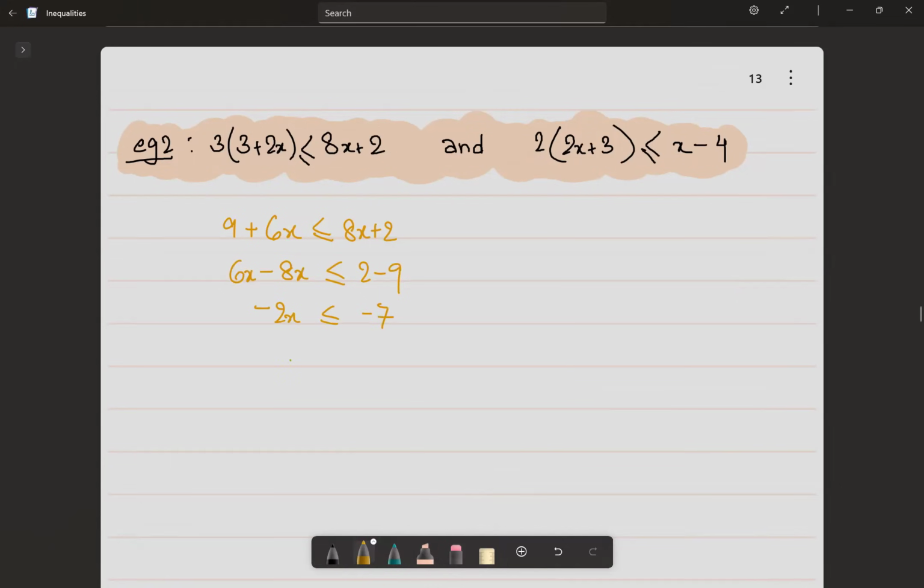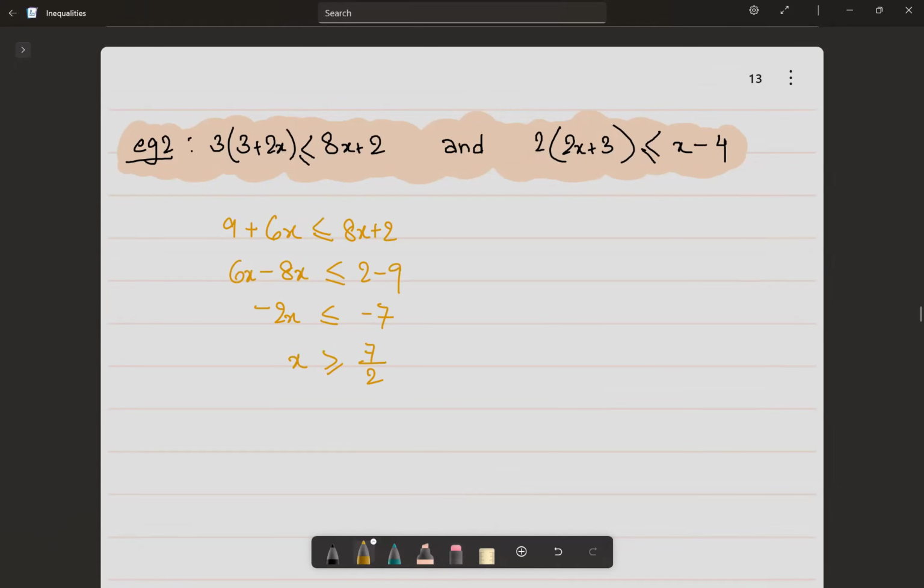So when we change sides, our sign also reverses. So less than equals to becomes greater than equals to. And we will have minus 7 divided by minus 2. So the negatives will get cancelled out and we will be getting 7 by 2 in the answer. In the same way, we can solve this one.